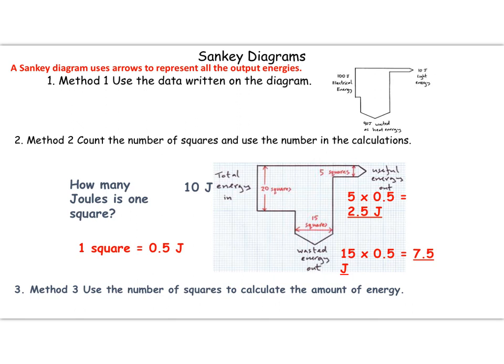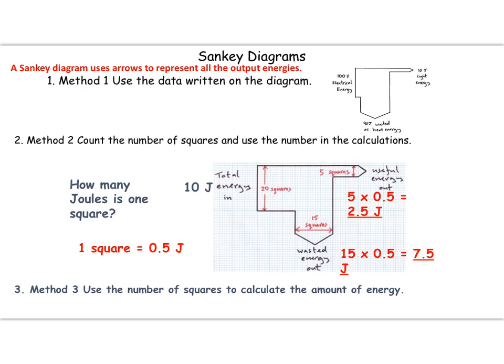The first of these, method 1, is to use the data written on the diagram, as shown over here. So on this diagram it tells us that we have an input of 100 joules in terms of electrical energy. We can see that 10 joules is converted into light energy and 90 joules is wasted as heat energy. So if we wanted to work out the efficiency, we would just take the 10 joules, because that's the useful output, and divide that by 100 to get an answer of 0.1 in terms of our efficiency.